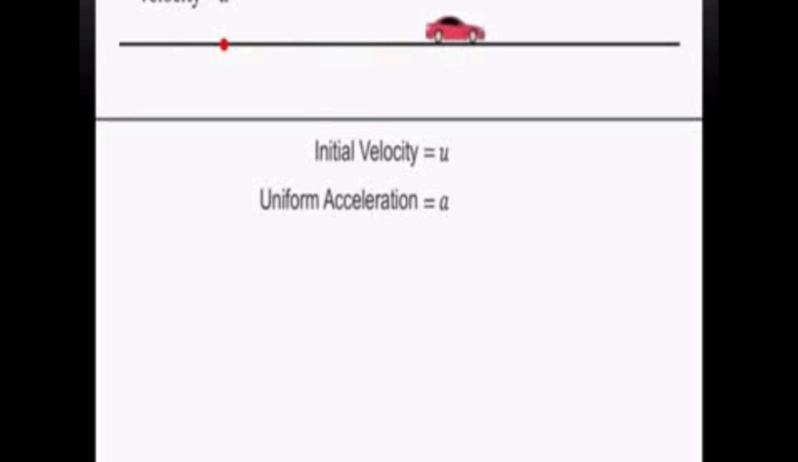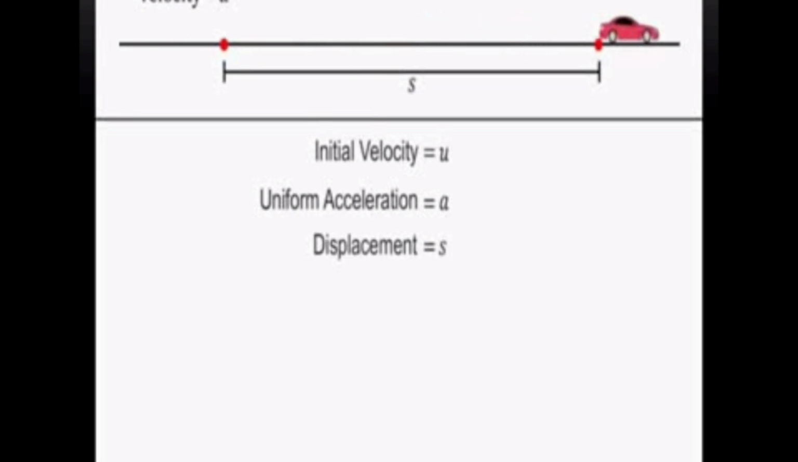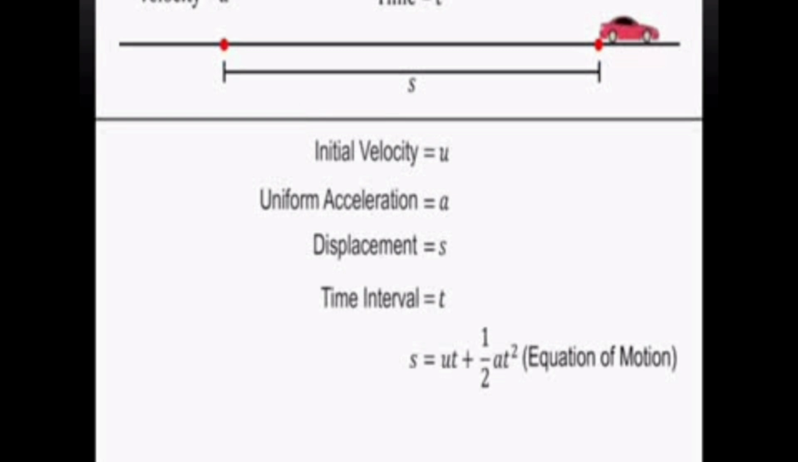Now you can consider that a car is moving with a velocity v. Initial velocity is u, final velocity is v, uniform acceleration equal to a. The displacement is s, and the travel time is t. You know the equation of motion, s equal to ut plus half at square. That is the equation to find the displacement.